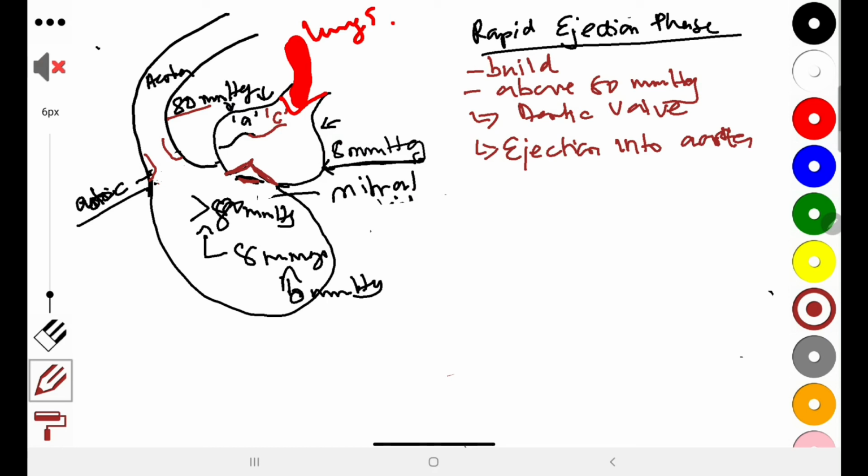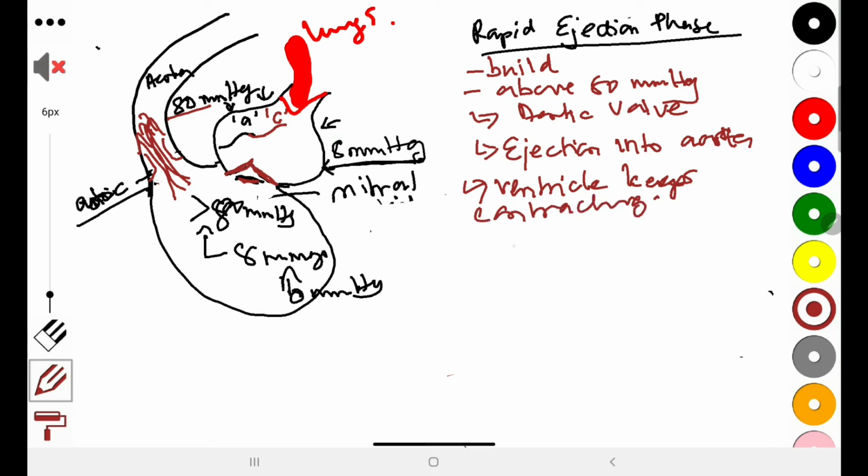All right. So, the first one, because of the mount up of pressure, it will be sort of a rapid ejection. It will go out rapidly, because of the pressure that was building up. And we've also noted that the ventricle will keep on contracting. So the ventricle keeps contracting, and then there will be continued pumping of blood.